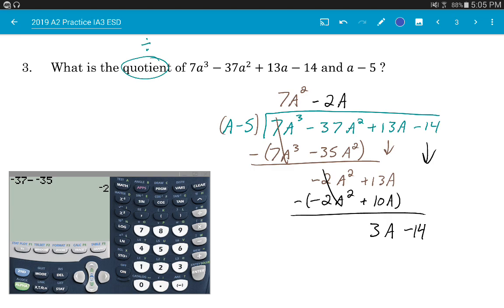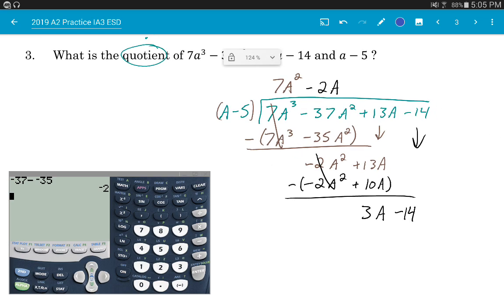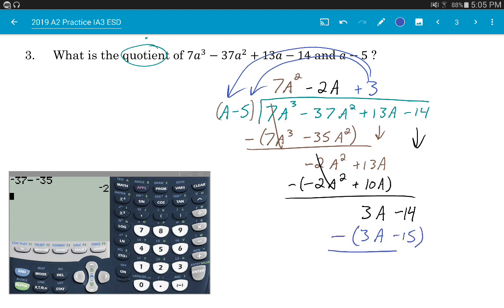For my last move, my last little cycle here, how many times does a go into 3a? I think we can all agree that's going to be positive 3. 3 times a is 3a. And 3 times negative 5 is negative 15. Parentheses and subtract. Negative 14 minus negative 15, that's negative 14 plus 15, which is 1. So that 1 is going to be my remainder.